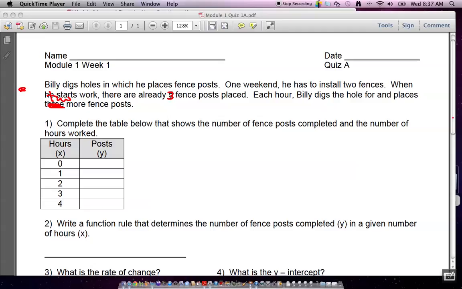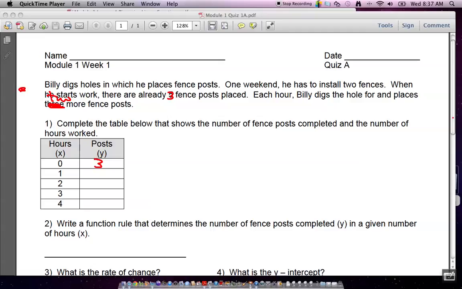Okay, so how many does he start with, everybody? 3. Now, most people put 3. Some people put 0. If you put 0, you have to be careful about what it read here. It says, when he begins or he starts work, there are already 3 in place. Okay? It's like maybe they were done the day before.